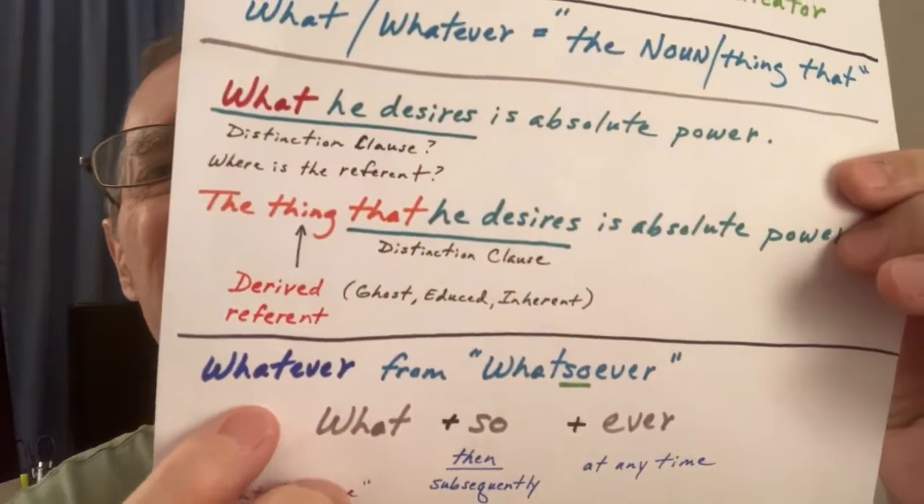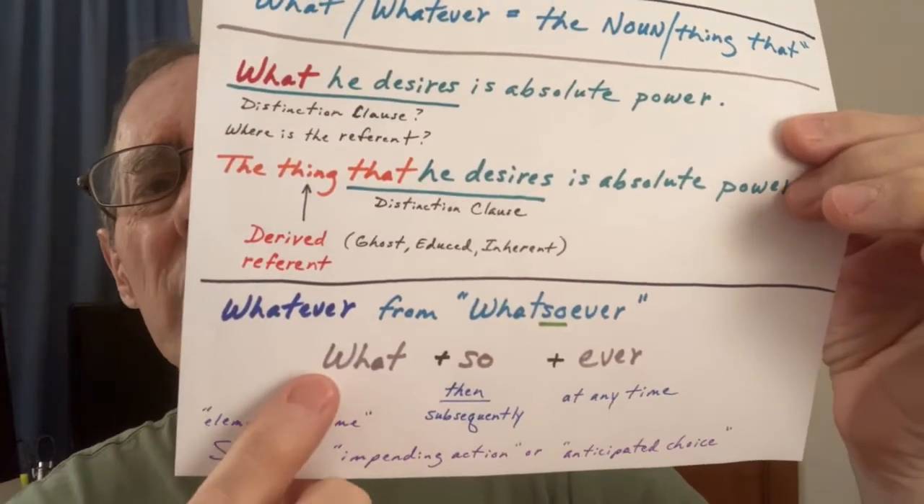So the referent isn't plain and clear out in the open like with the given referent. This one has to be pulled out. We have to find out where it is. Now the word whatever originally came from the word whatsoever. That's the words what, so, and ever put together. That's how they used to say it. The word what means what, the word so means then or subsequently, and the word ever means at any time. So when you would use the word whatsoever, you would feel an element of time, a sense of impending action or anticipated choice.